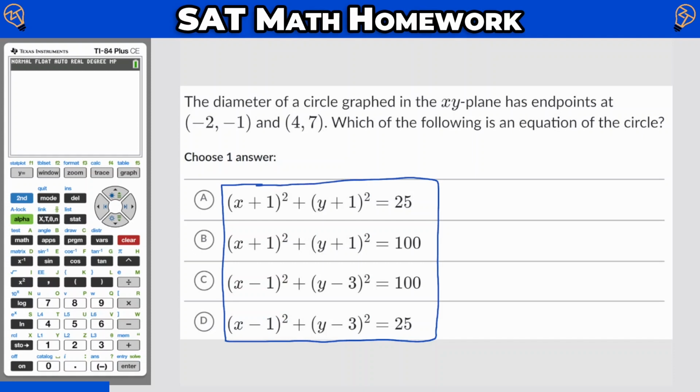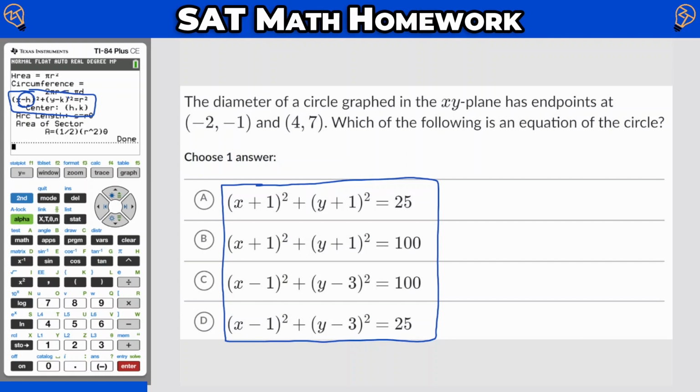Got it. So I'll go to my program circles, which is the 9th program. And I see that the standard equation of a circle is like this, where the center is the opposite of that coordinate, opposite of that coordinate. And this is the radius squared.